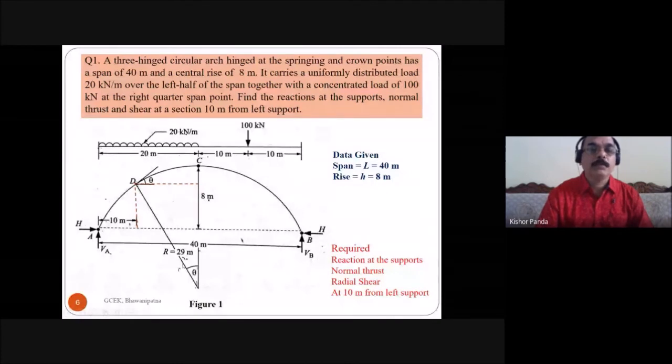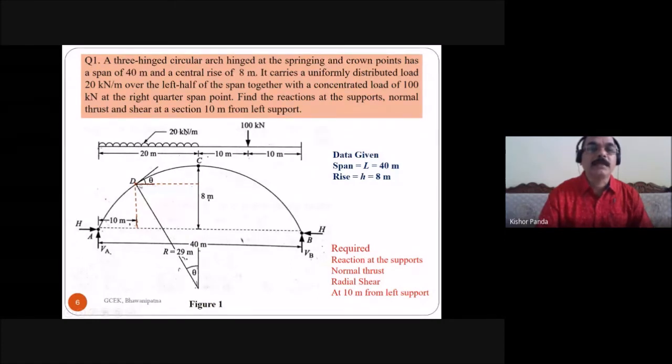If this angle is theta, then this angle will also be theta, because this is the line and this is the line perpendicular to this one, and this line is perpendicular to this one. If this angle is theta, then this angle will also be theta. How will you find out this one? Because you know this portion. This portion is your r sin theta.